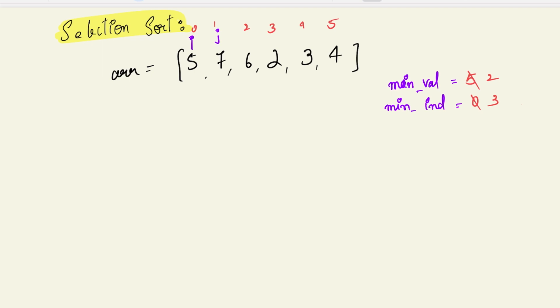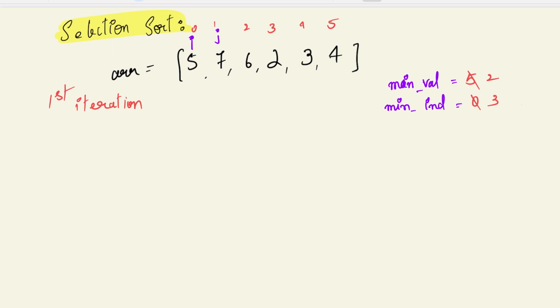And now we will go on checking with 2 and 3. We will find 2 is smaller. 2 and 4, 2 is smaller, so no need to update. So this is the first iteration. In the first iteration we found these two values, min value and min index. We have to swap these two values.